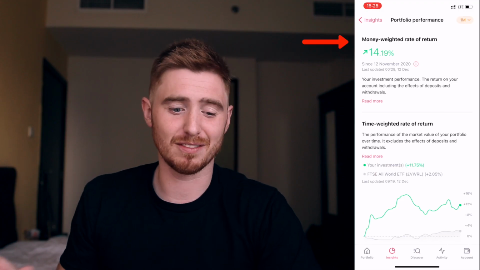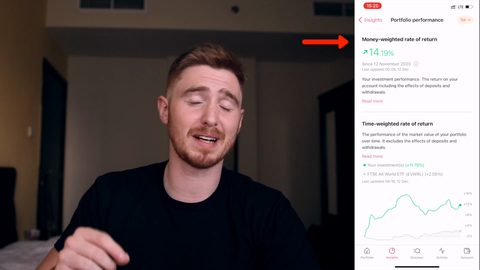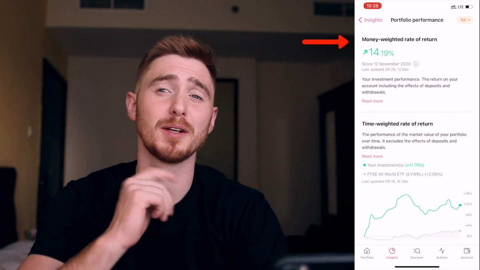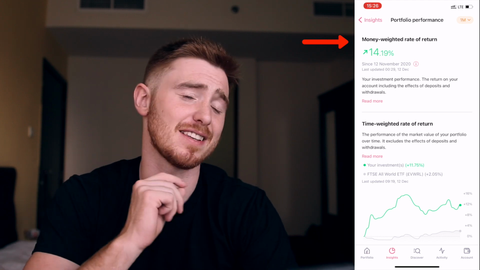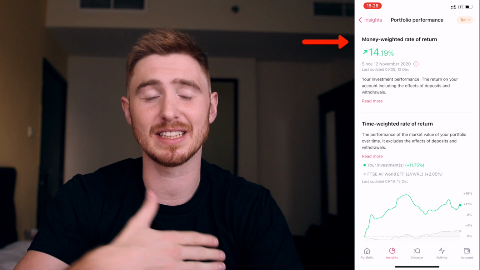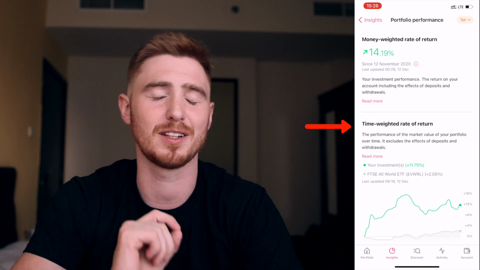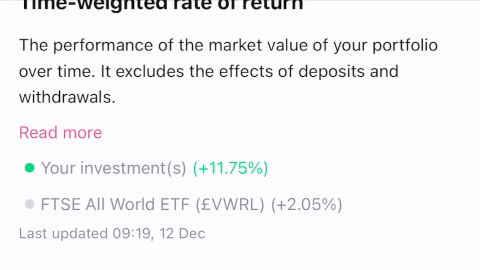Money weighted rate of return is basically the return this month, but it includes the money that I've deposited into the account. 14% this month. That includes the deposits that I've made into the account. That is not my actual return. I have deposited some money this month, but we can see time weighted rate of return is 11.75. So that is not including the deposits that I've made this month. And as you can see, the FTSE All World ETF, that's the overview of the whole market, has done 2%, I've done 11%, pretty incredible, but you can't have those sort of gains every month.